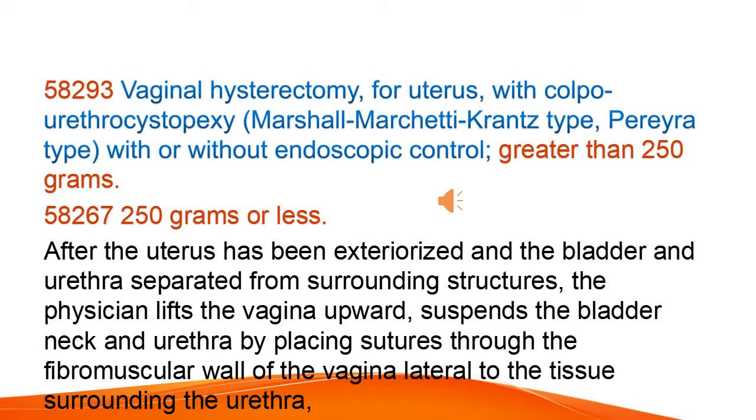Vaginal hysterectomy, for uterus, with colpourethrocystopexy, Marshall-Marchetti-Krantz type, Pereyra type, with or without endoscopic control, greater than 250 grams. 250 grams or less. After the uterus has been exteriorized and the bladder and urethra separated from surrounding structures, the physician lifts the vagina upward, suspends the bladder neck and urethra by placing sutures through the fibromuscular wall of the vagina lateral to the tissue surrounding the urethra.